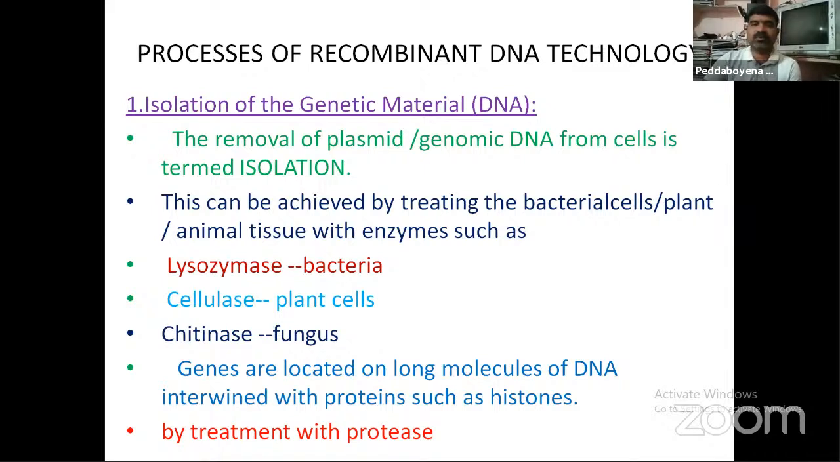So here, the protein is digested by the proteases. Simple, you understand. The plant cell wall is digested by cellulase. The fungal cell wall is digested by chitinase. Similarly, histone protein is also digested by proteases. So the simple point is the removal of the plasmid from the cell, and that process is called isolation. For the isolation purpose, we treat with specific enzymes for digesting the cell wall. That is the first process.